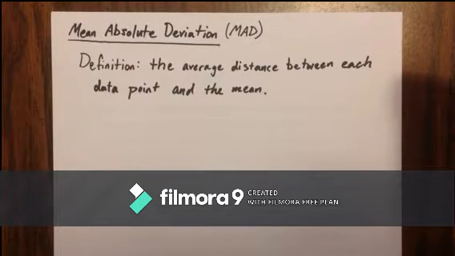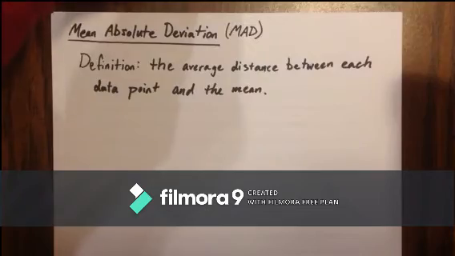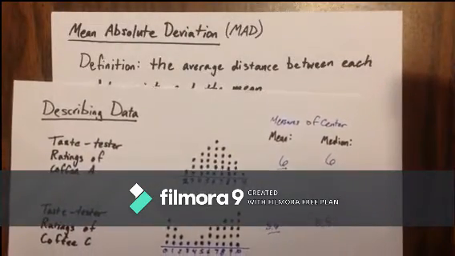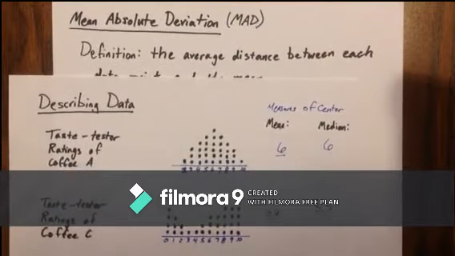In this video, I will describe the main idea or the concept of mean absolute deviation. This is often abbreviated as MAD. The definition is the average distance between each data point and the mean. So, if you see a picture like this, you can imagine the mean is 6.